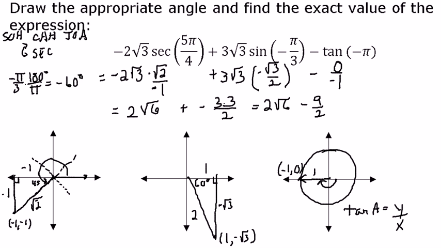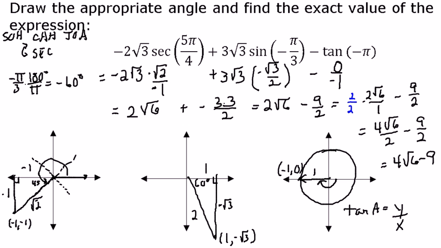So we can get a common denominator and add these up. We'll just go ahead and take the 2 square roots of 6 and multiply by 2 halves. When we do that, we would have 4 square roots of 6 over 2 minus 9 halves, or 4 square roots of 6 minus 9 over 2.